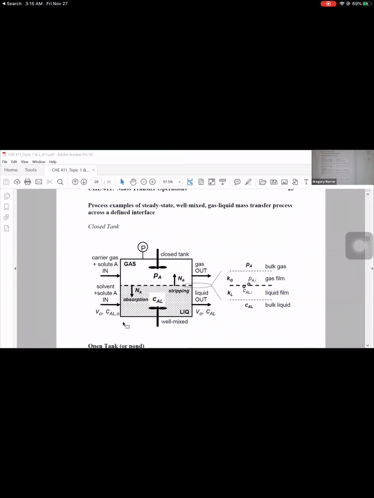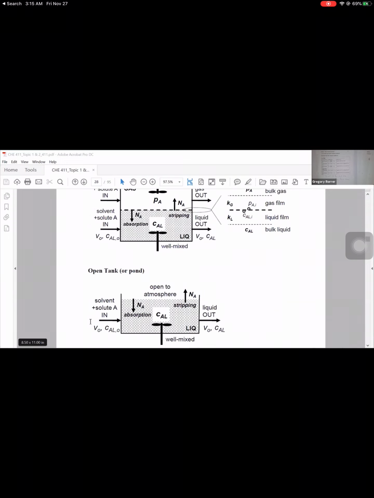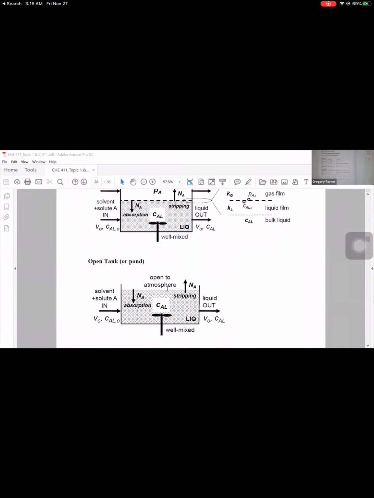But then what we'll also do is a phase-specific material balance, and we'll use the flux to provide either the in term or the out term to that particular phase within the device to complete the material balance. So this will happen for a closed tank, but you can also have an open tank. And in this case here, your open tank is just open to the atmosphere.